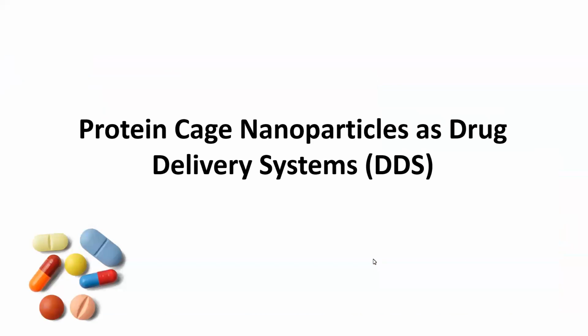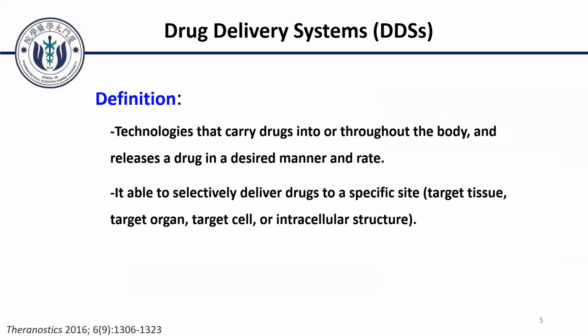Now let's start today's topic about protein cage nanoparticles as drug delivery systems. Since you all are in the final year, it's good to give an overview of drug delivery systems based on other materials, and start from the basic definition. They are technologies that carry drugs into or throughout the body and release a drug in a desired manner and rate. It enables selectively delivering drugs to a specific site, to get to the desired tissue, organ, cell, or intracellular target.